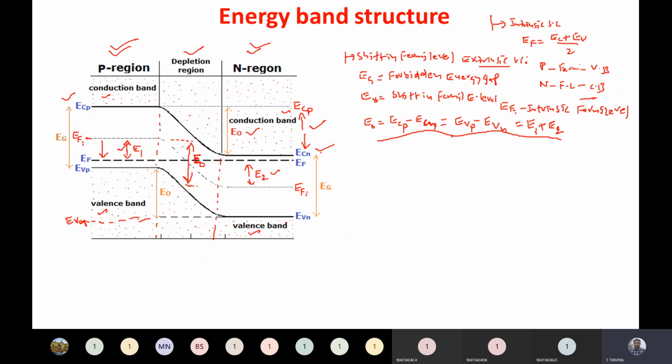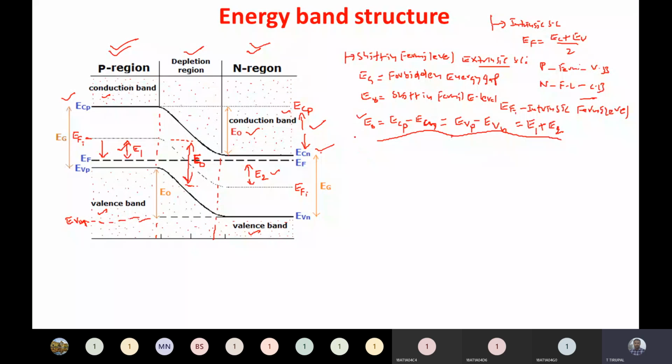Okay, so E naught is also called what? Potential energy barrier for electrons. Do remember, E naught is also called potential energy barrier for electrons. We have studied that in the previous slide. And what is the potential energy barrier for holes? It is equal to V naught. So there are certain derivations that exist over here. Let us look into those derivations.